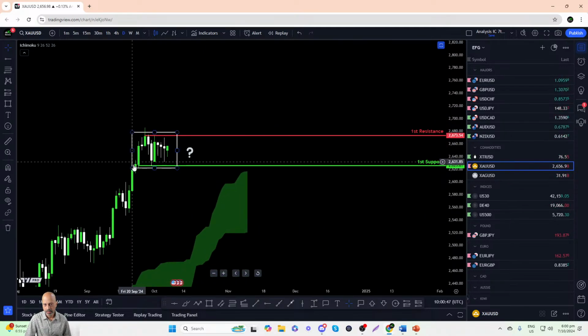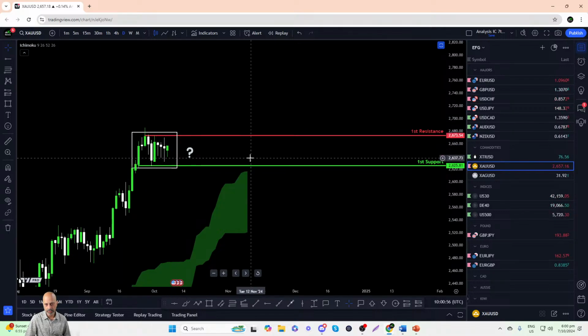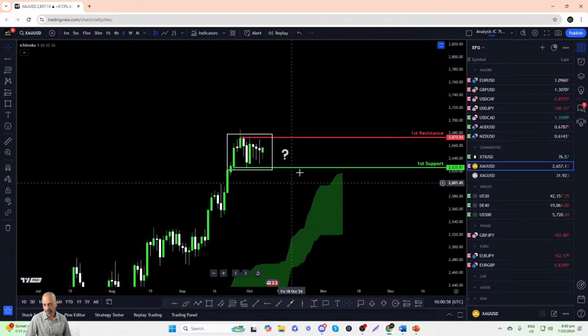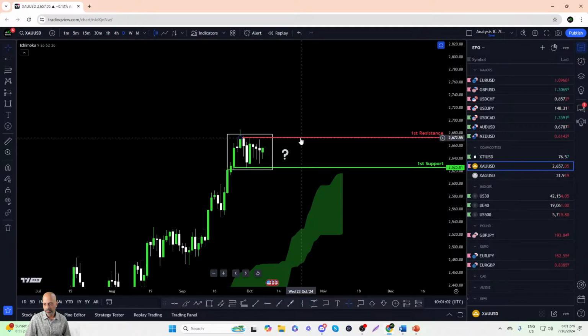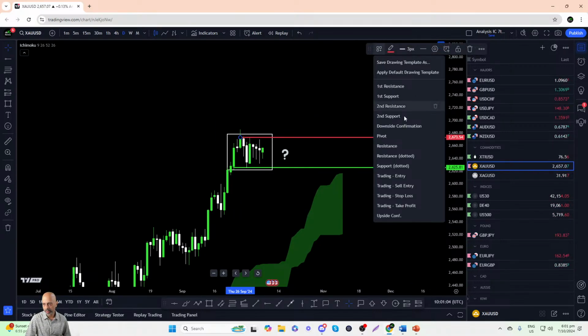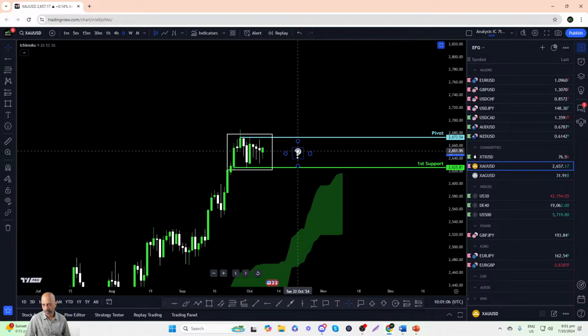So it's experiencing sideways trading since, I would say, Monday 23rd of September. So that's almost 2 weeks now, a period of 2 weeks where it's been just consolidating within this range. So of course the first support is going to be here at 2,621. This first resistance can also be identified as a potential pivot as well.